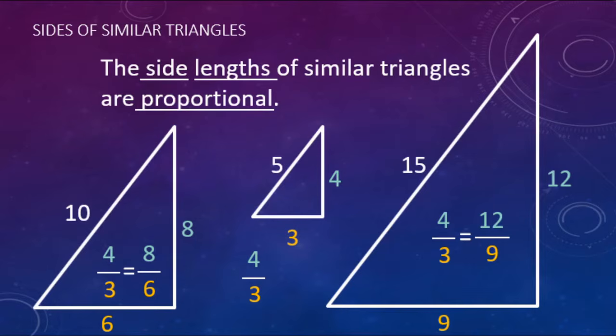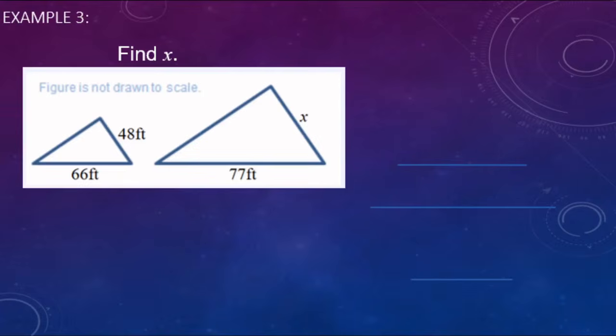And this works even on the other sides. Like 5 to 3 is the same as 15 to 9. They both reduce to the same thing, 10 to 6, or you can go 10 to 8, 5 to 4, and 15 to 12. All the pairs of sides are proportional. All right, for this example, we are going to be finding this missing measure here, this x right there.